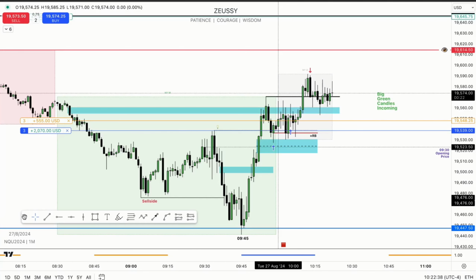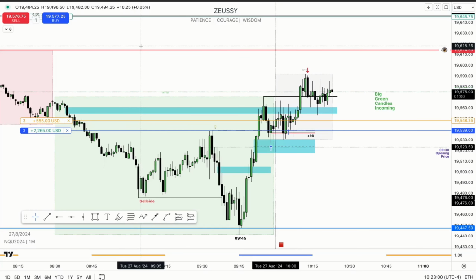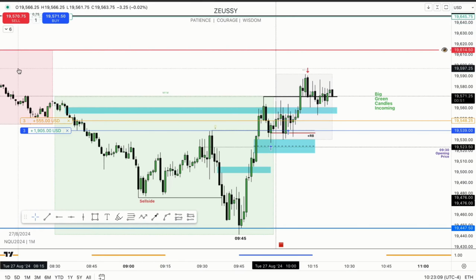If NQ rolls over now, things are going to get very freaking messy, and that is something we don't want to be in. If that occurs, I need to get out. I'm actually going to look to take a partial if ES rejects this high right there. I need to see the market begin to run soon. If it doesn't begin to run soon, I know I need to take a partial again.